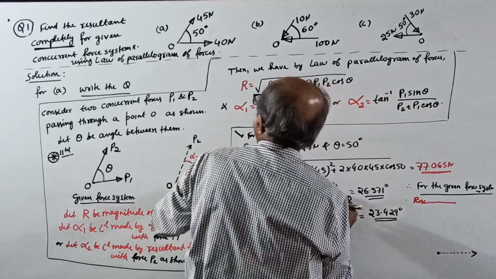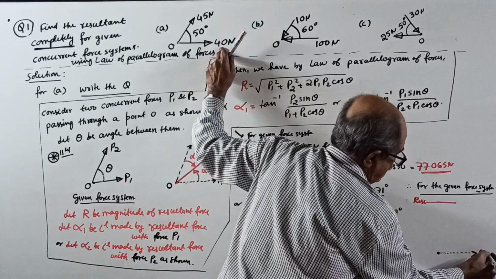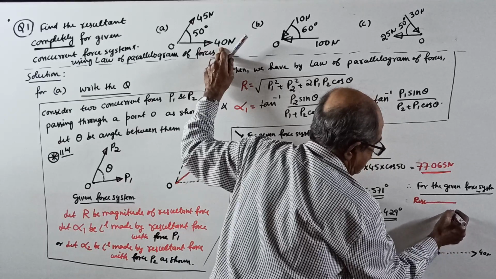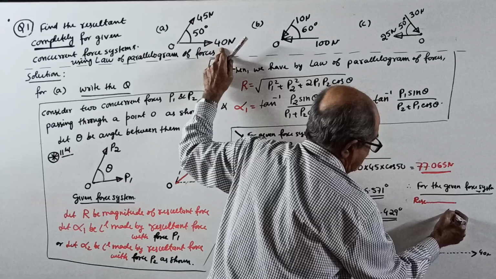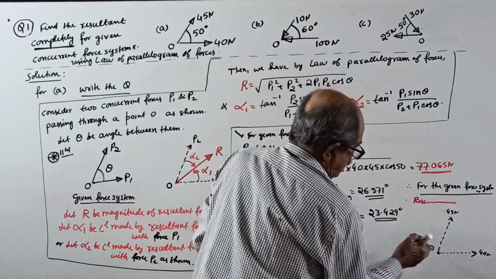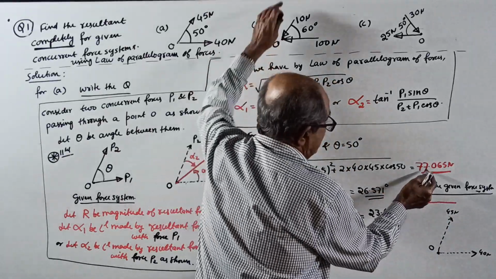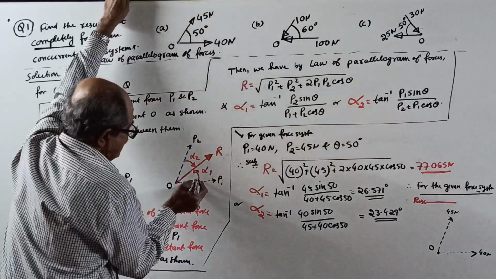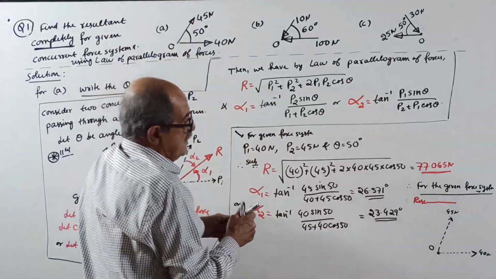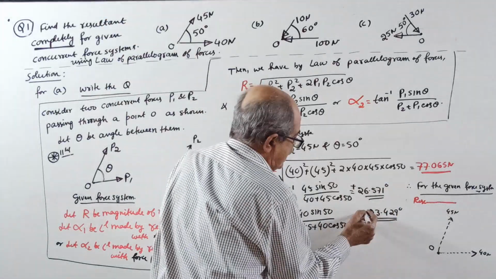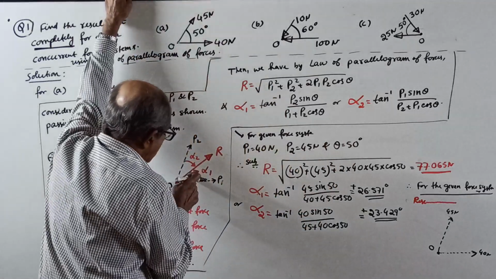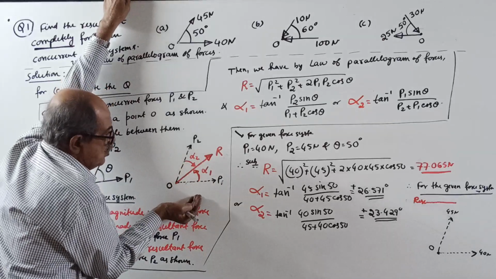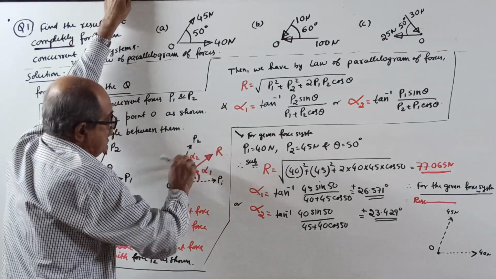See, this is one of the forces. How much is it? 40 Newton, light line. This is the other force, 45 Newton. Now this is a point O. The resultant is 77 point something. The angle we considered this way. And one more important thing: both are coming positive. Positive means the direction we assumed is correct. From P1 to the resultant, you have to go this way. From P2 to the resultant, you have to go this way.